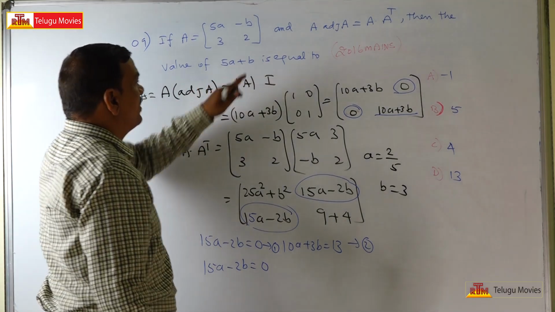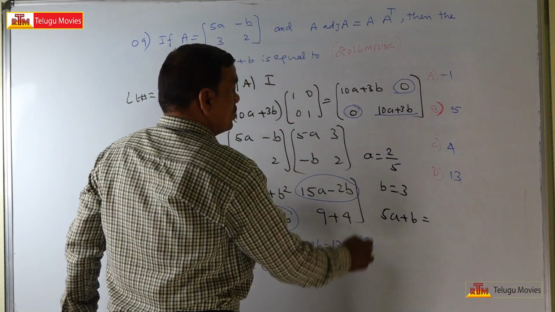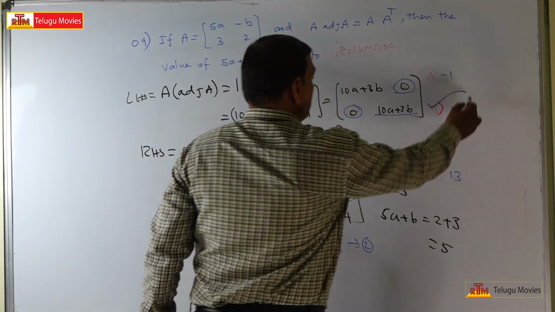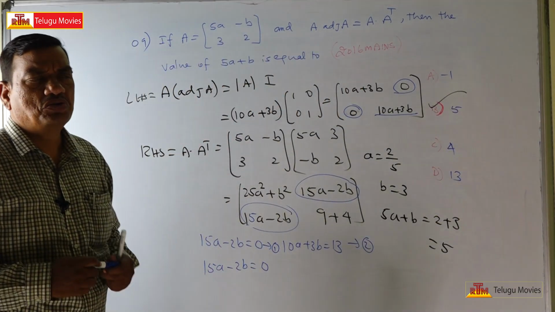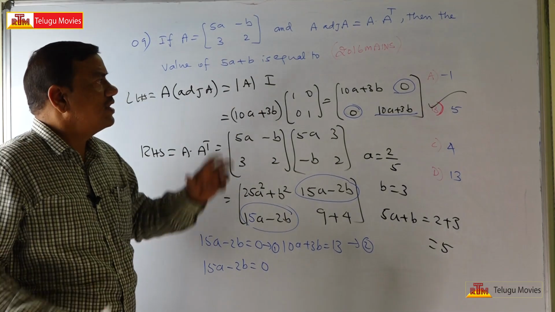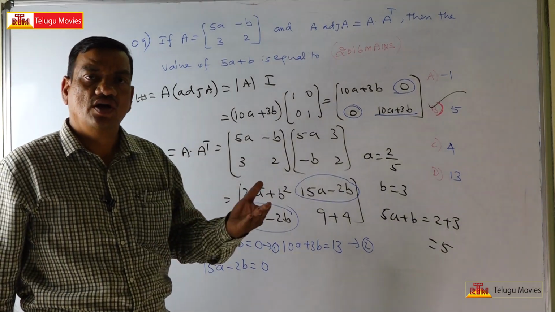Okay, now he is asking 5A plus B. So 5A means how much? 2. 2 plus 3 is equal to 5. Option B is the right answer. Such an easy problem was asked in 2016. So try to solve this type of problems also. Okay, let us go for the next problem.